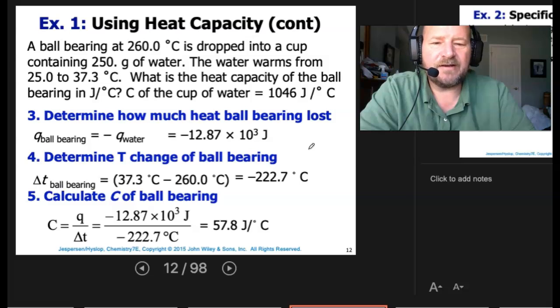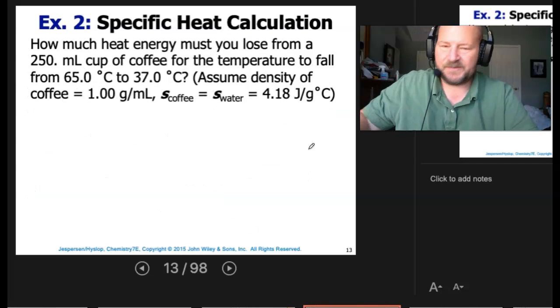All right, hopefully all that made sense. You might have to go through that a couple times. All right, now let's try it with specific heat.